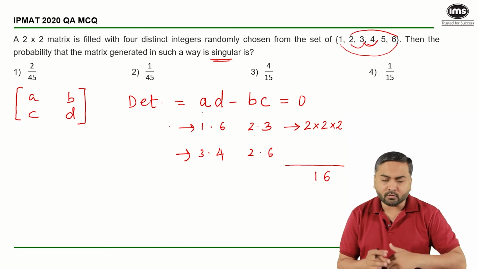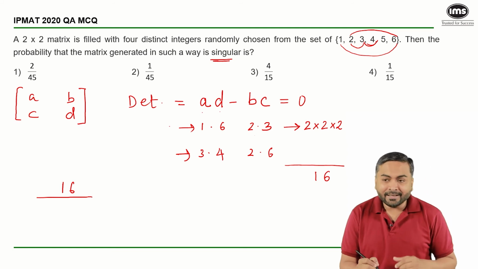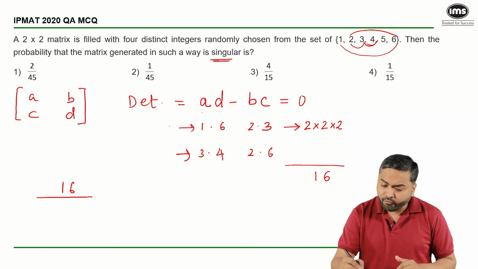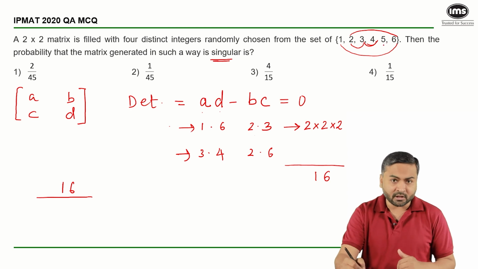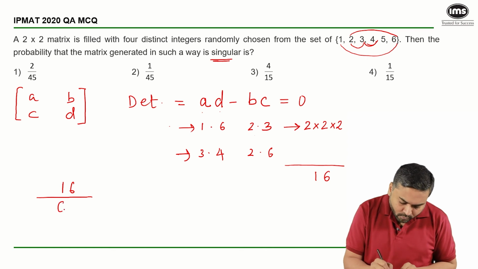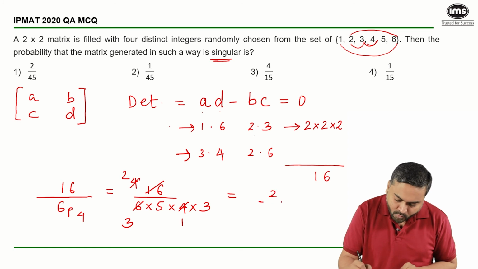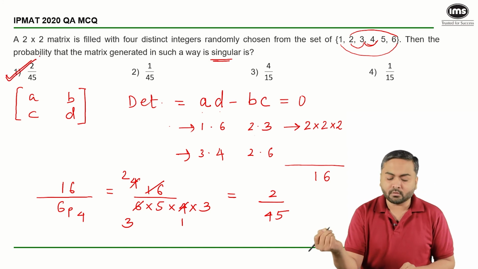Now I need to find out what should be my denominator. The denominator is basically selecting 4 distinct values from the given 6 and arranging them, right? So basically we are looking at 6P4. So that will be 16 upon 6 into 5 into 4 into 3. So that's 4 za, that's 1 za, that's 2 za and that's 3 za. So the answer is 2 by 45 and that's the first option.